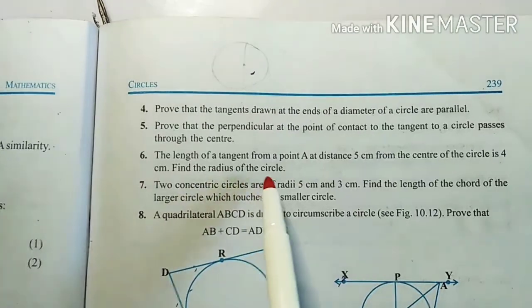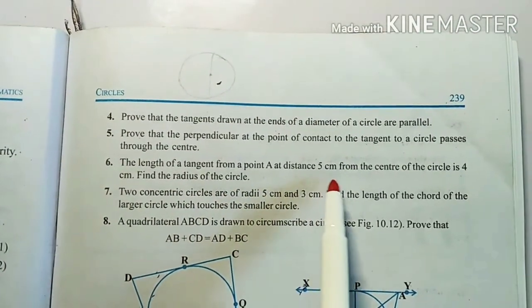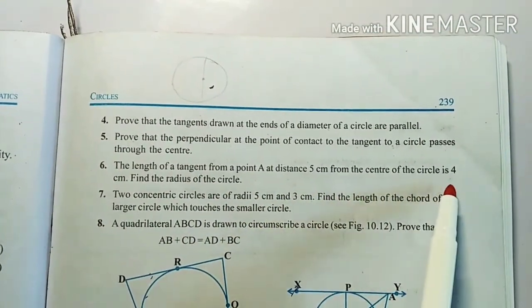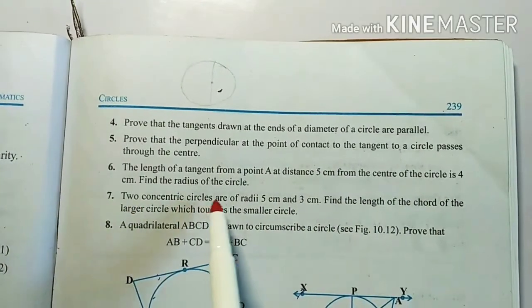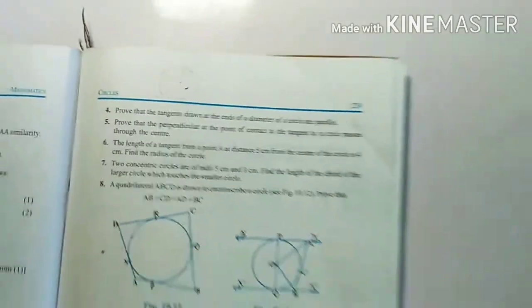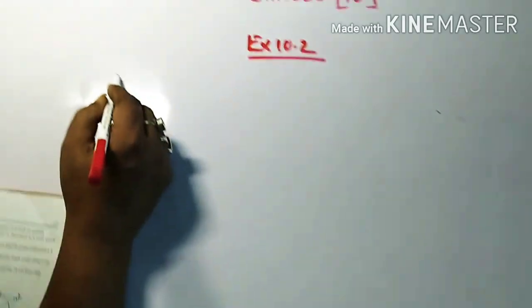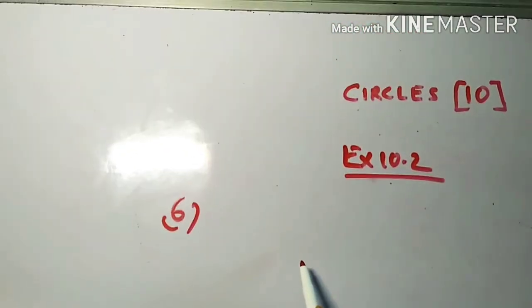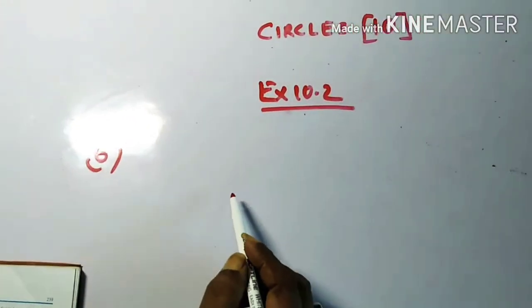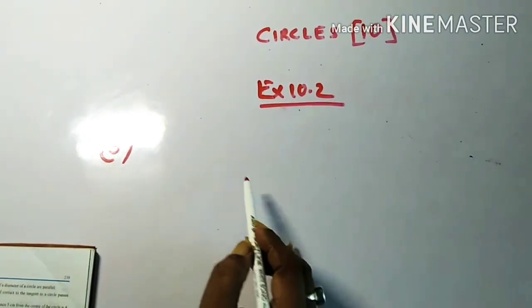The length of the tangent from a point A at a distance 5 cm from the center of the circle is 4 cm. Find the radius of the circle.